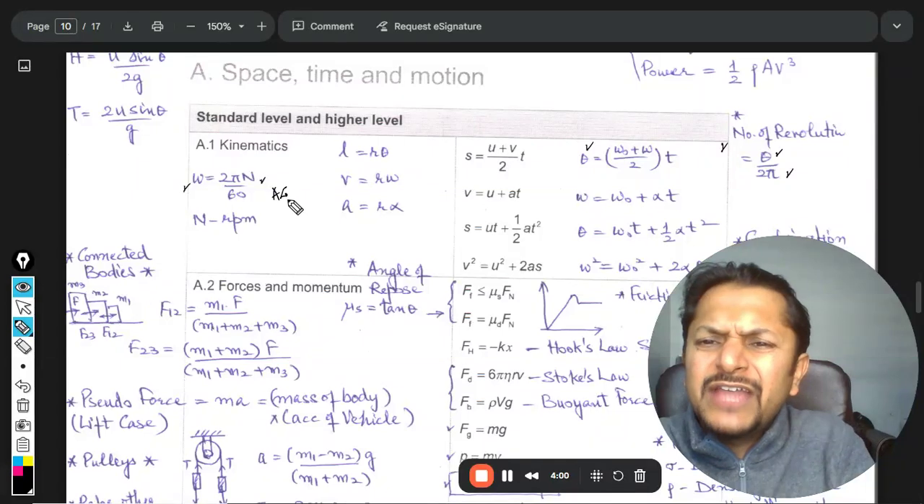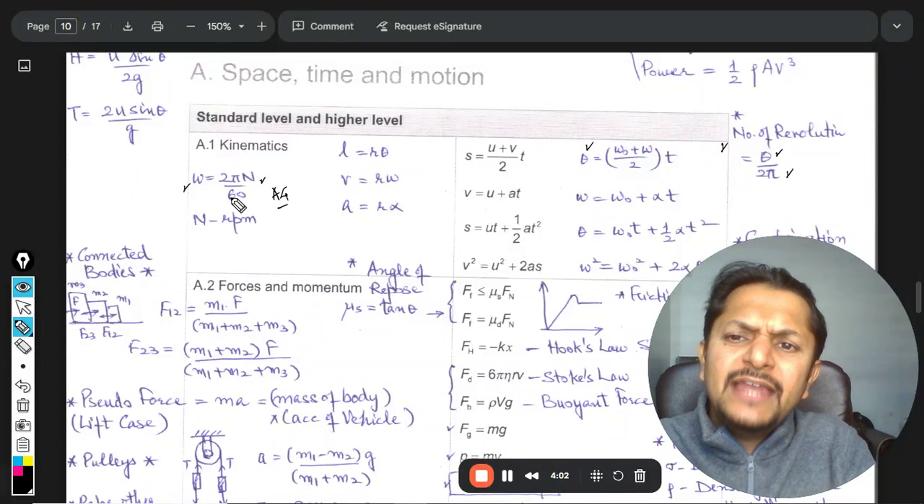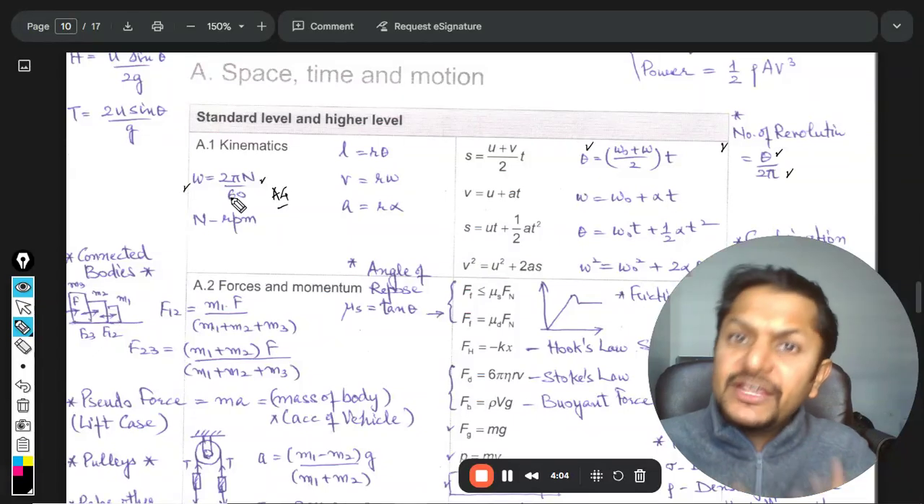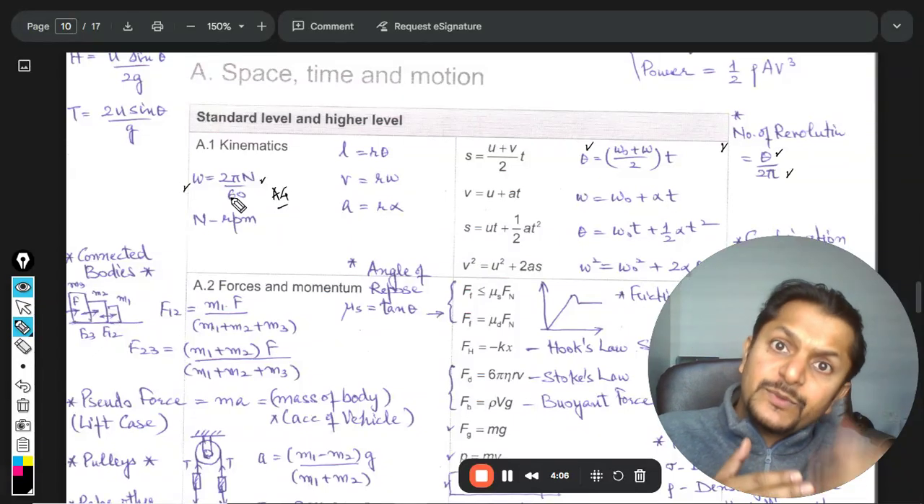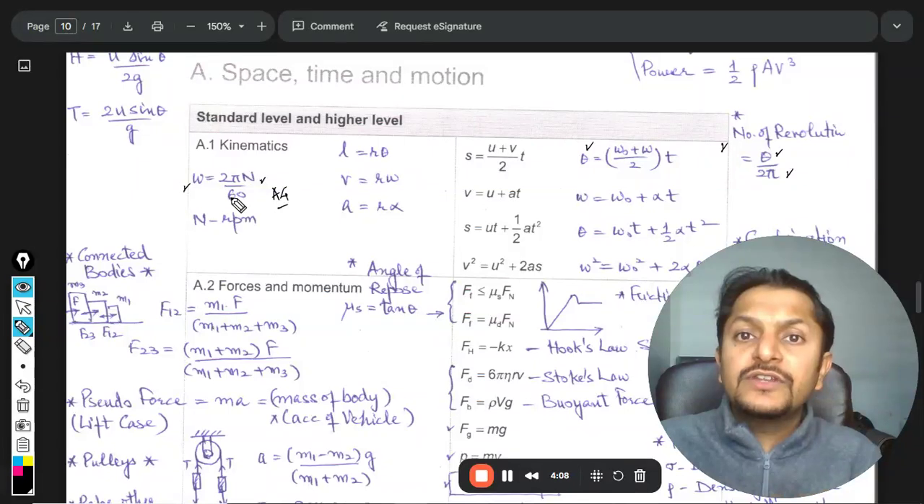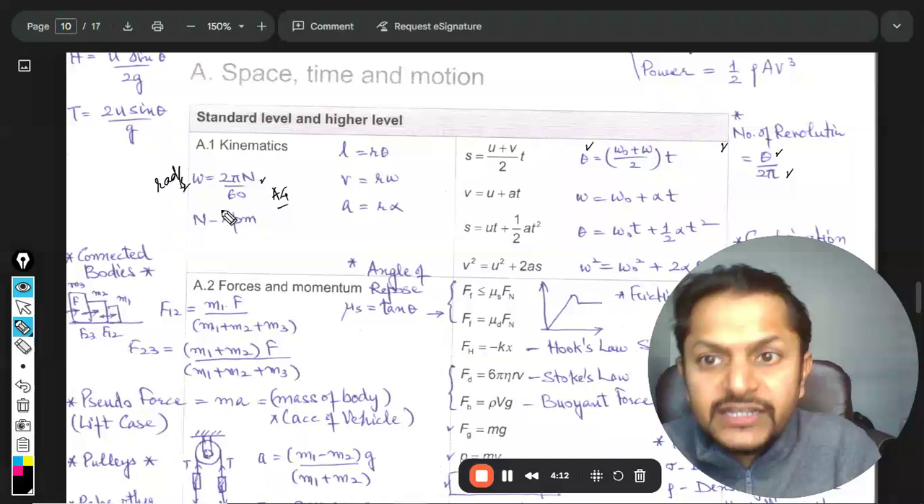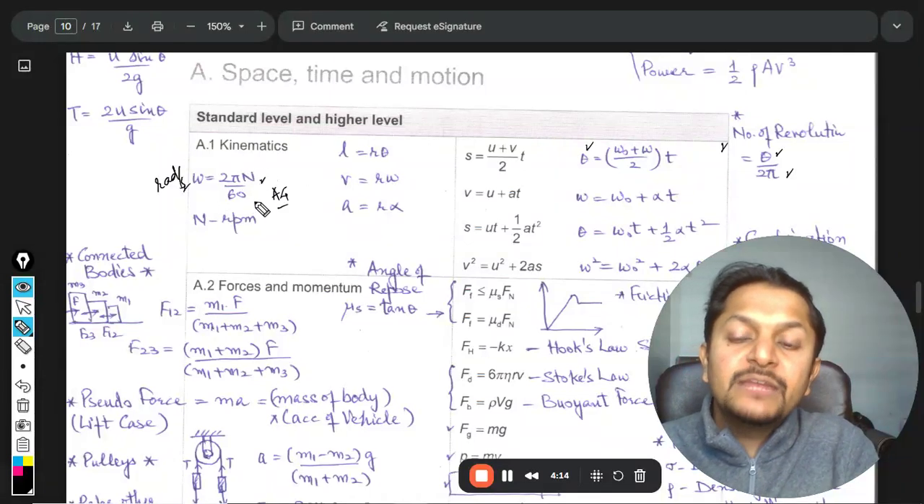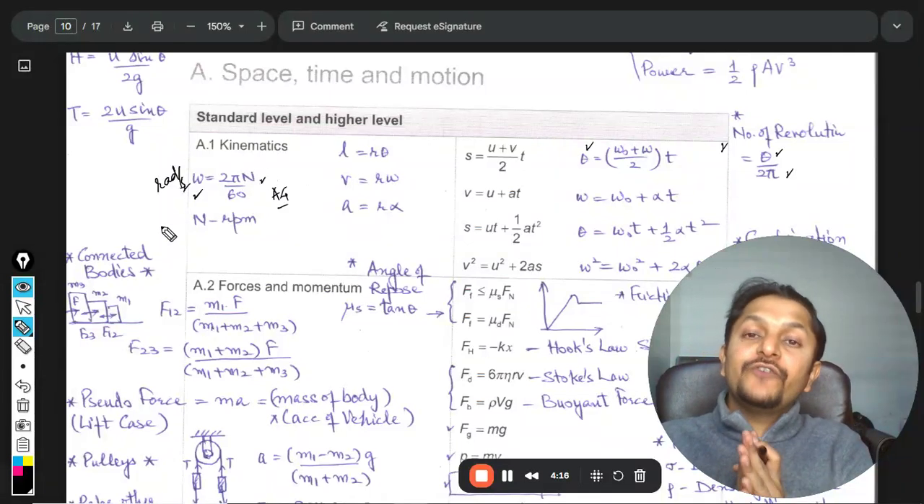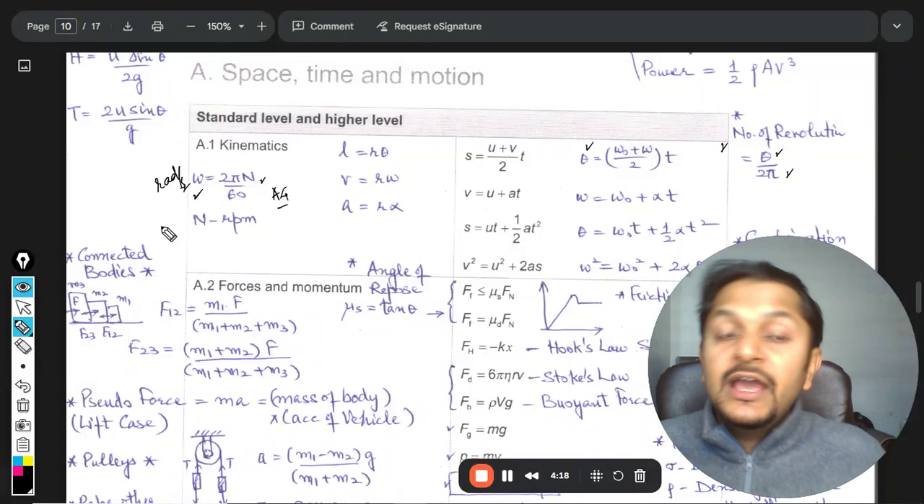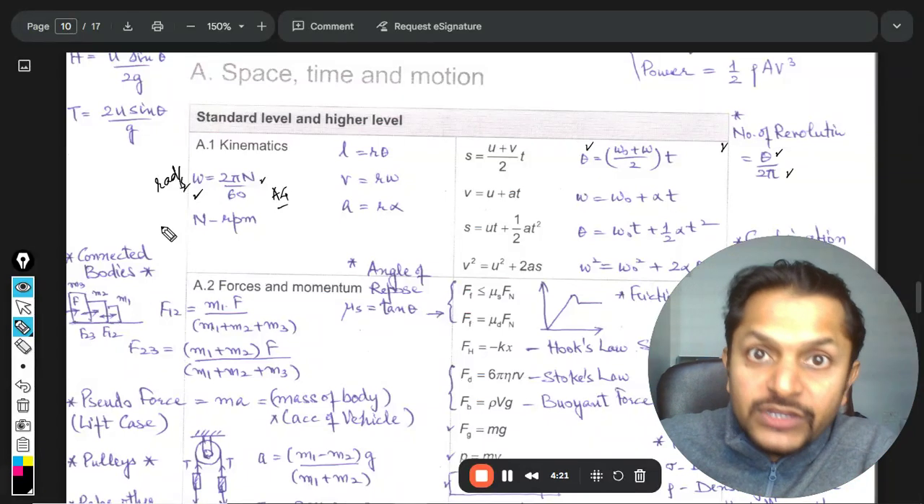Another is when the RPM is given. Again, this is related with A4, by the way. When n is given, like the rotations per minute or revolutions per minute, you have to convert it into the angular velocity in radian per second. So you would be using this formula: omega equals 2 pi n by 60. Be very careful. This formula is not very popular, so you might not be knowing this.